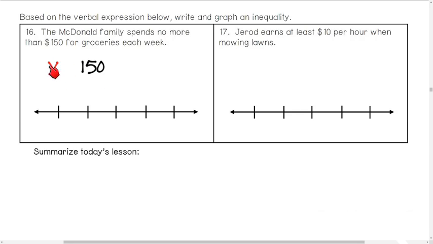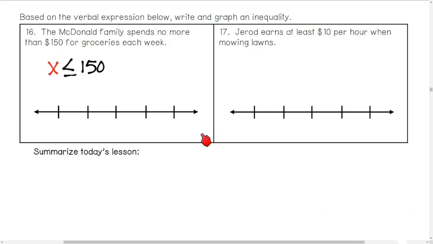Now, is the amount of money that they spend going to be greater than, less than, greater than or equal to, or less than or equal to 150 based off of the information up here? Well, if we read and we see the context clue, it says they spend no more than 150. So can they spend more than $150? Well, according to the clues in the problem, it says they don't spend any more than 150. But they could spend 150, so that would mean that this value has to be less than or equal to. Since it's less than or equal to, we know it is a closed circle at 150.